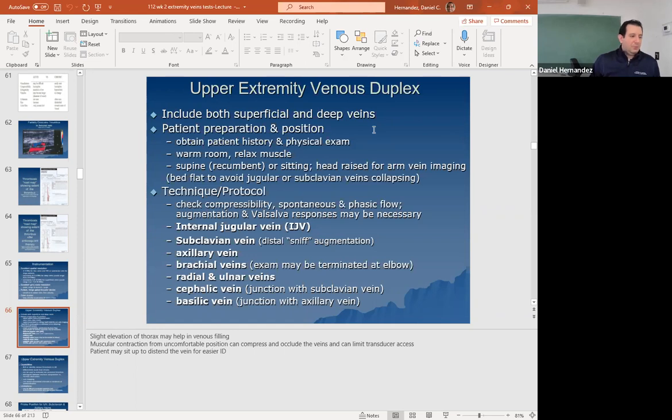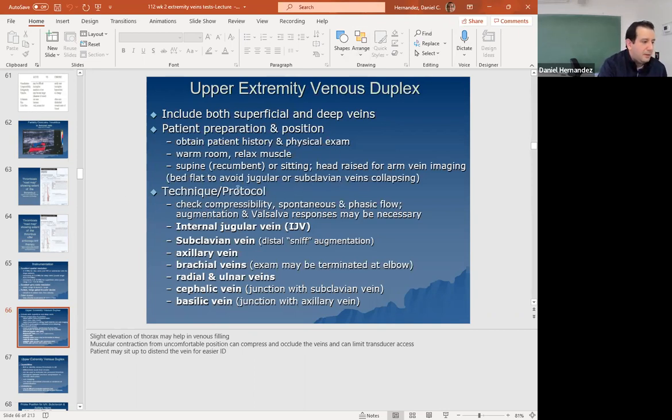You want the room warm. Try and have them relax. For upper extremities, typically have the patient supine or recumbent or sitting. You can have the head raised for the arm veins imaging. So for jugular and subclavian, try and avoid the bed being completely flat, which can cause collapsing of that vein.